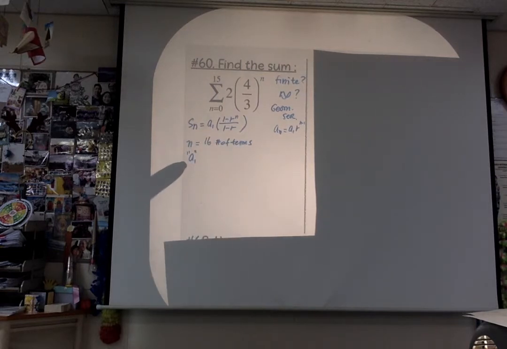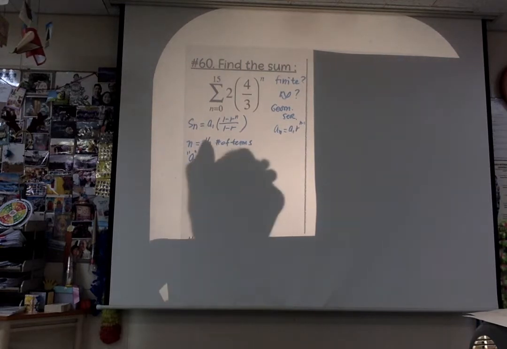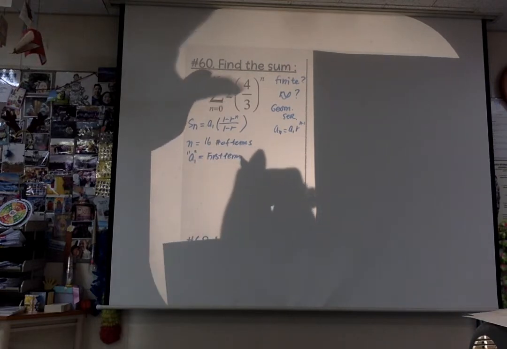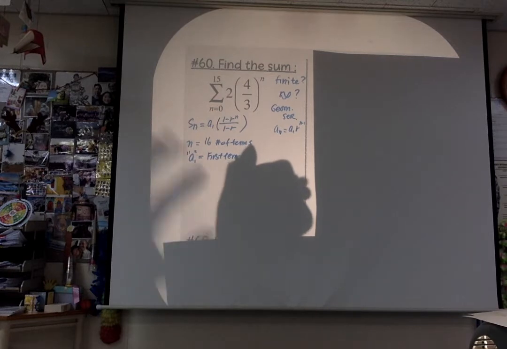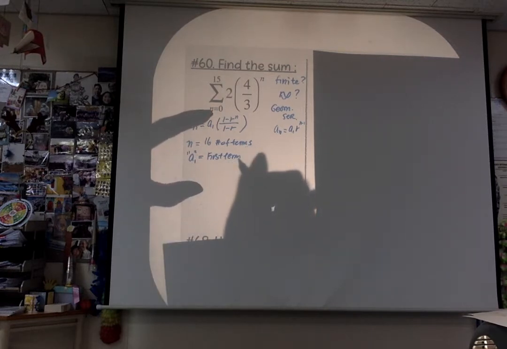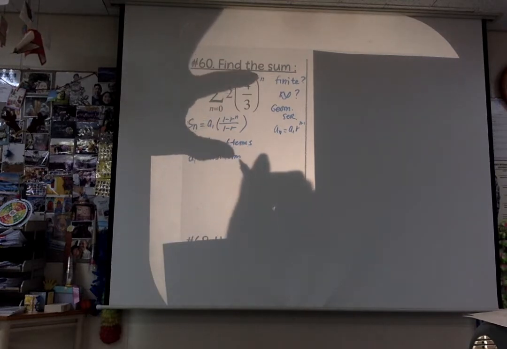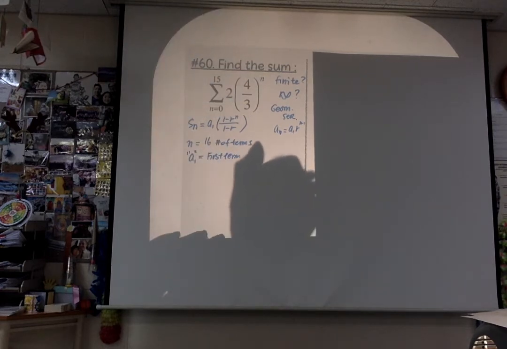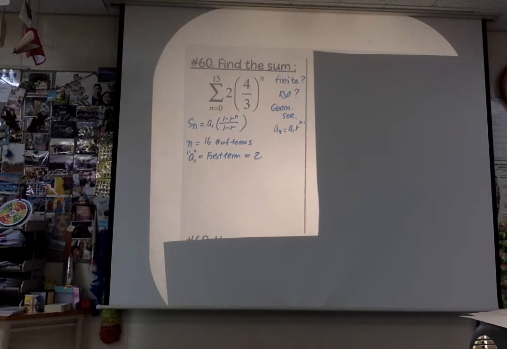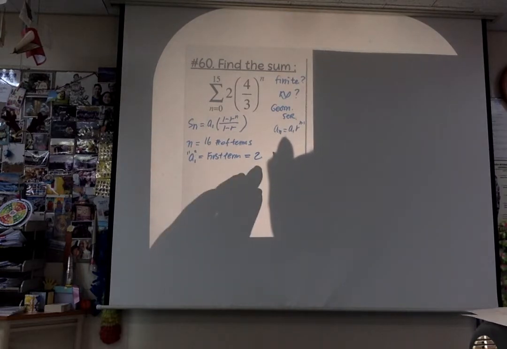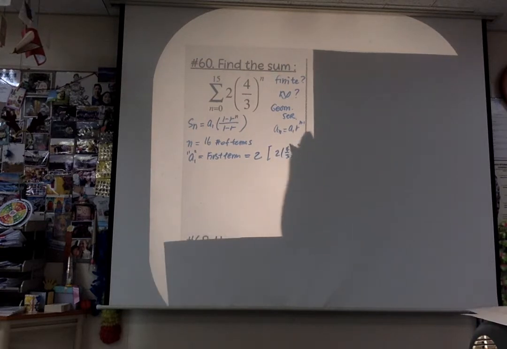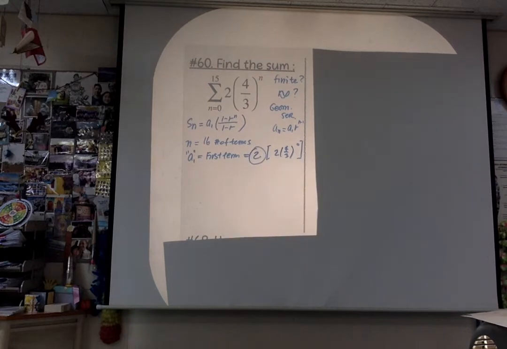A sub 1 indicates the first term of this series, okay? What's the first term? You have to plug in 0. So we're plugging in 0 here. When you plug in 0, you get 4/3 to the 0th power, which is 1, times 2, which is 2. Make sure you understand that. So 2 times (4/3) to the 0th power ends up being 2. So your a sub 1 is 2.